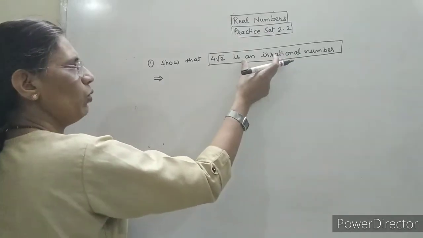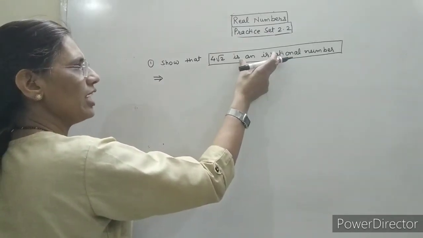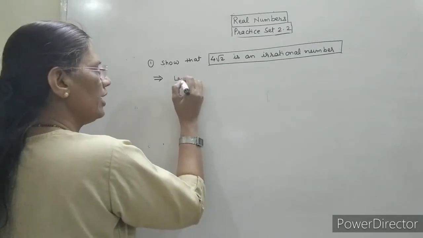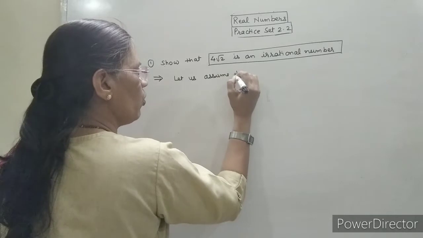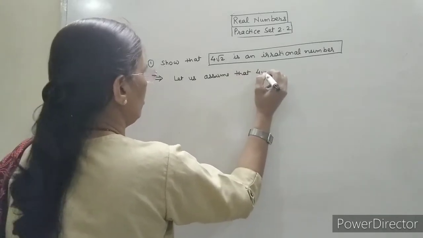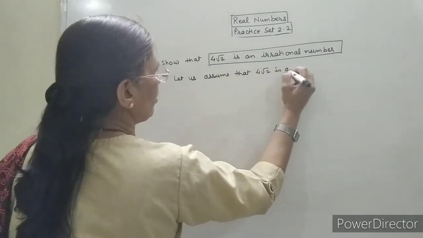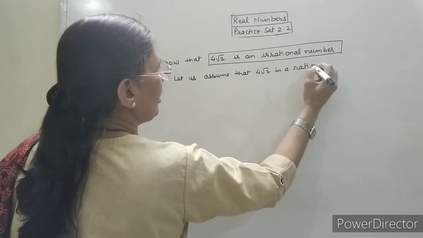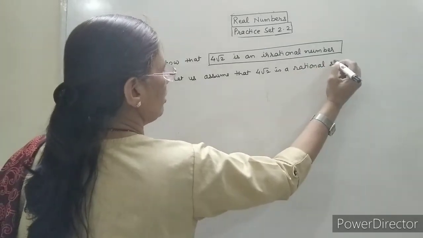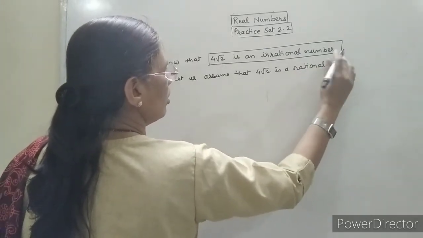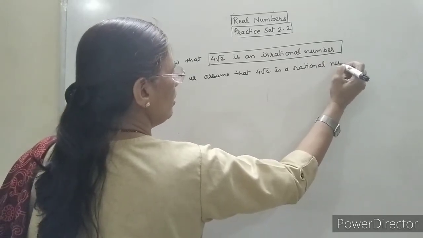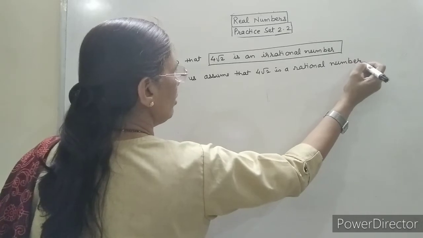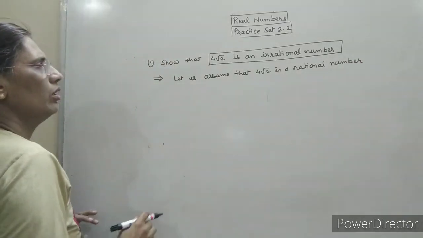We have to show that 4 square root 2 is an irrational number. So what will its contradiction be? Let us assume that 4 square root 2 is a rational number. We took the opposite statement, this is called the contradictory statement, rational number, because we are using the indirect method.